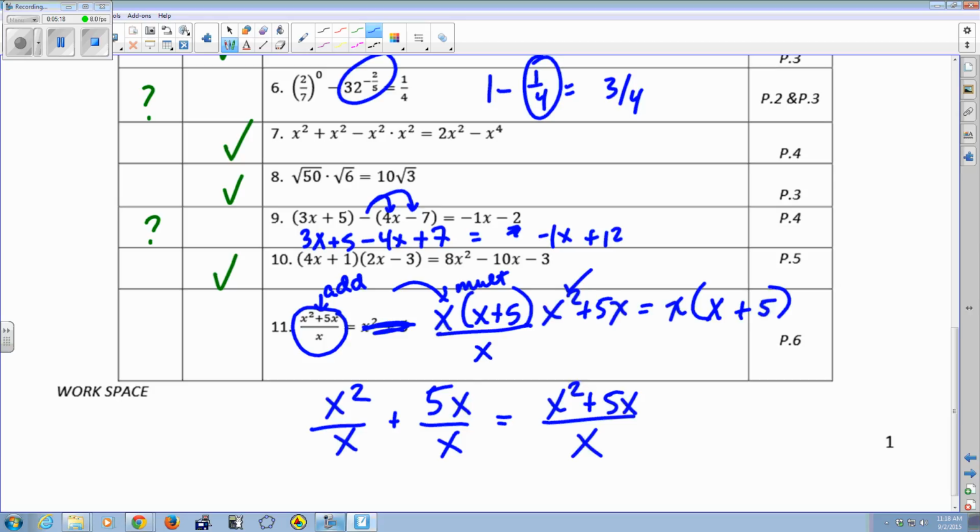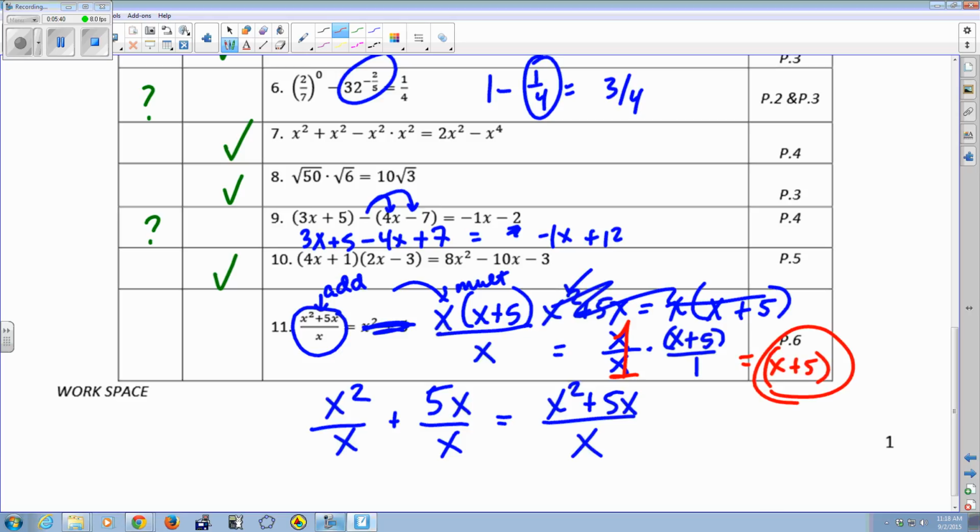Then on the bottom you have an x. Now I can rewrite this like this: x over x times x plus 5 over 1. Because when you multiply, you don't need common denominators. And there's your multiplication of 1 right there, which means this is the same as x plus 5.